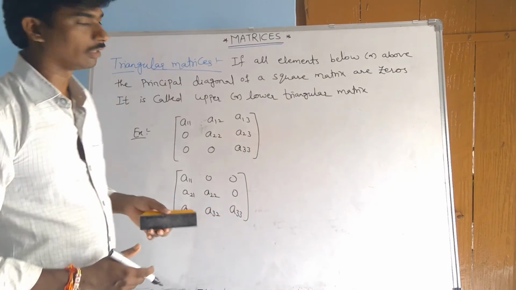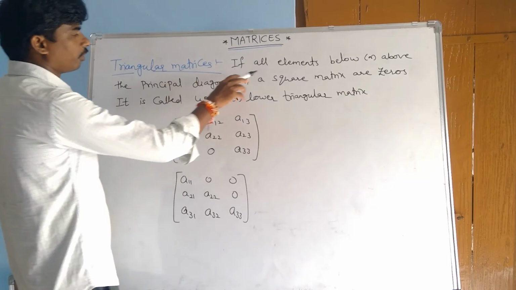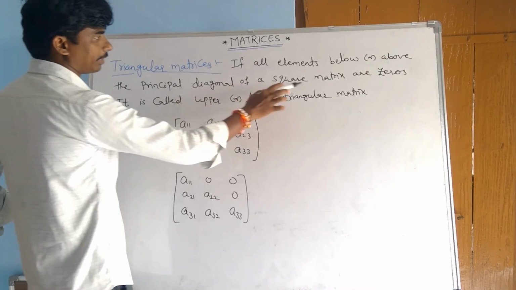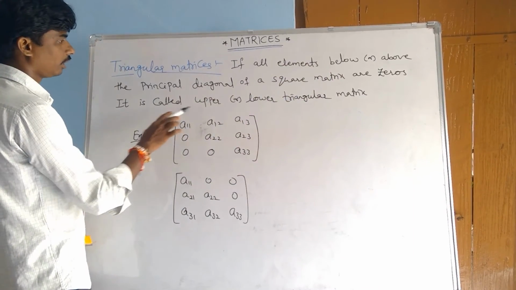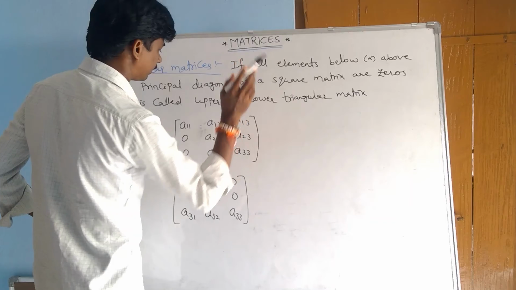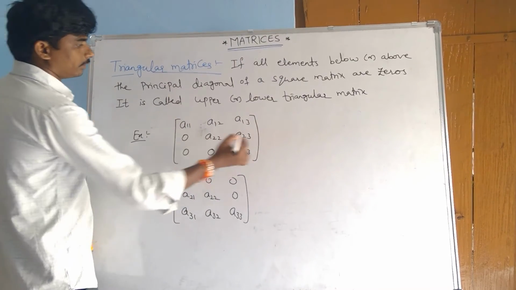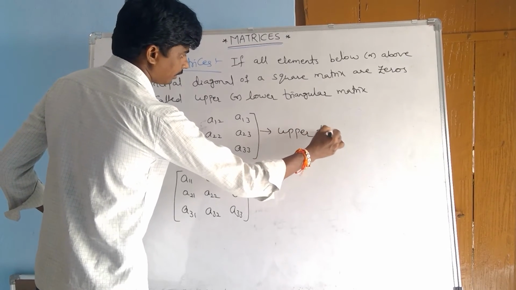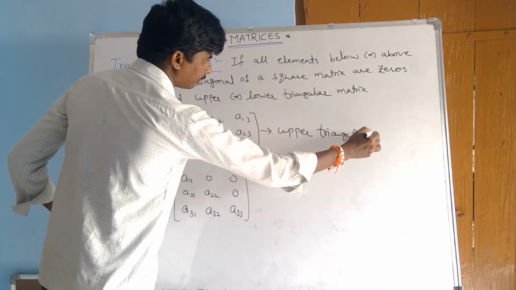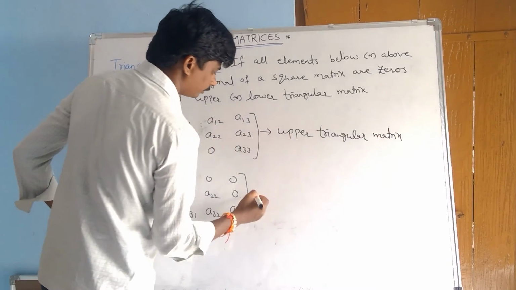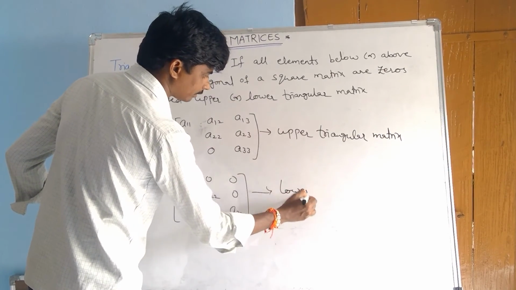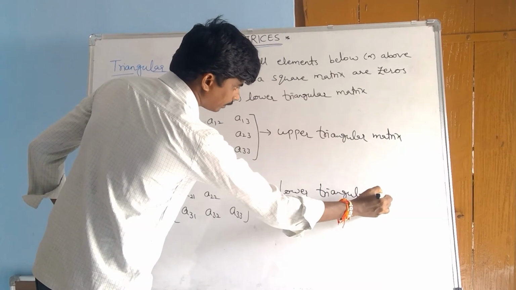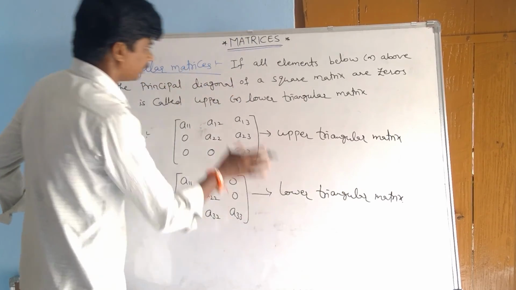Next, triangular matrix. If all elements below or above the principal diagonal of a square matrix are zeros, it is called an upper or lower triangular matrix. See here, this is the upper triangular matrix. Now this is the lower triangular matrix.